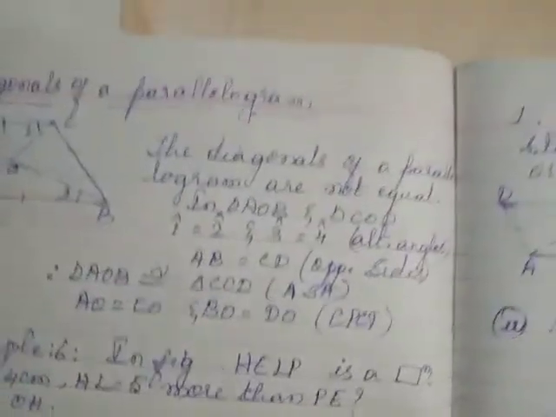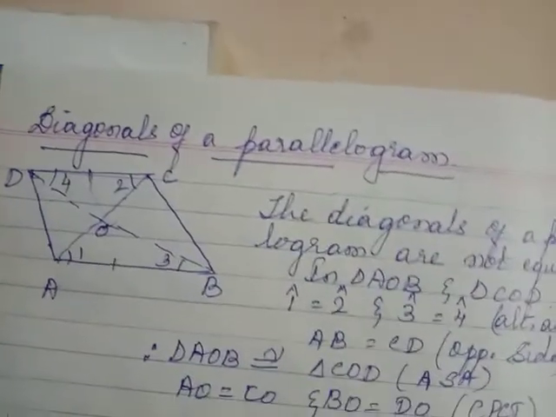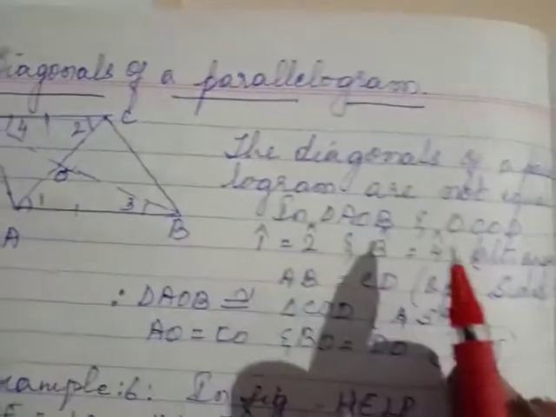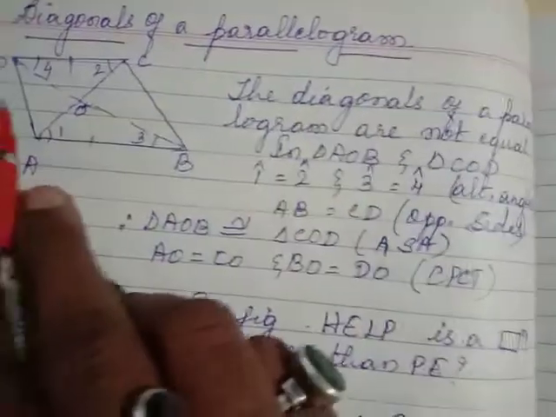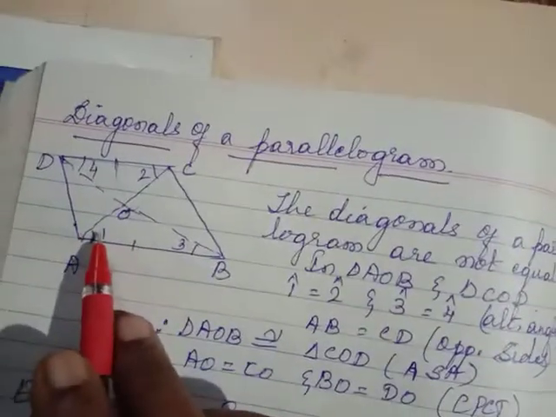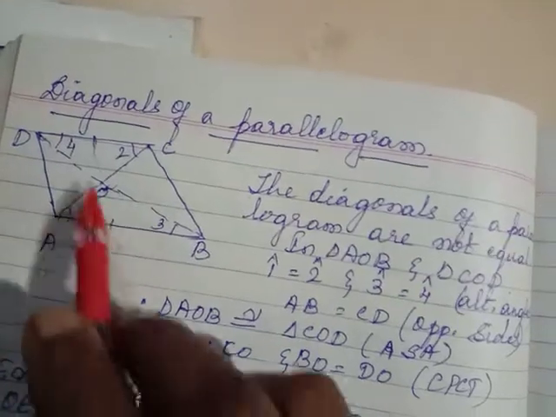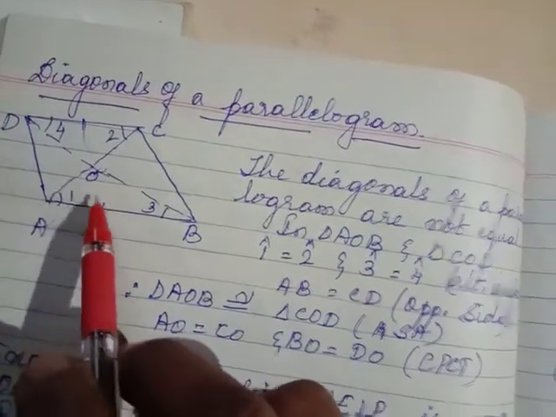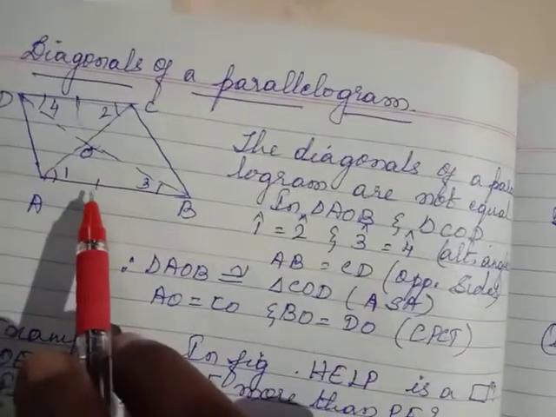Okay. Now, next is diagonals of a parallelogram. The diagonals of a parallelogram are not equal. But in a parallelogram, opposite sides are equal, correct? But diagonals are not equal in a parallelogram.